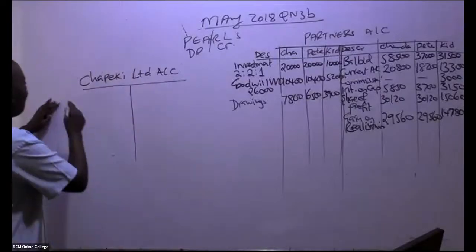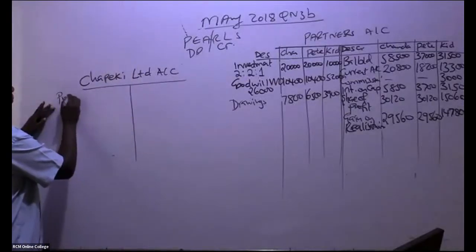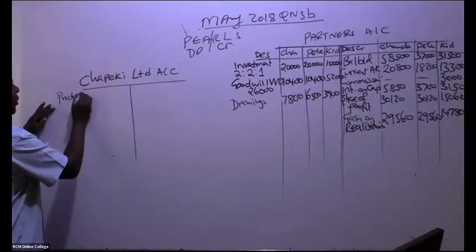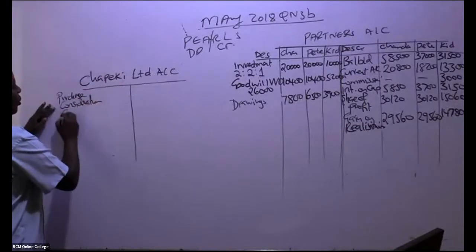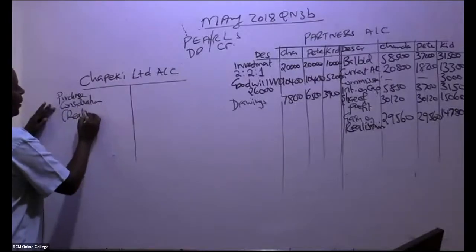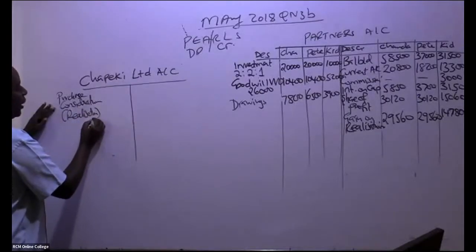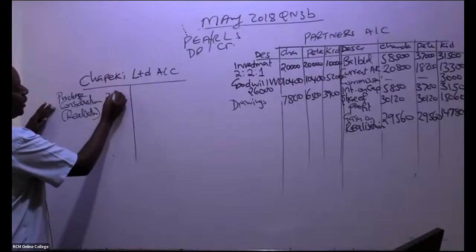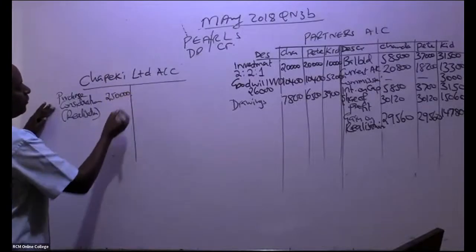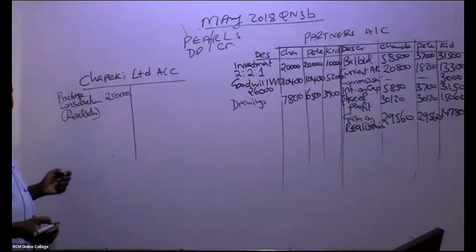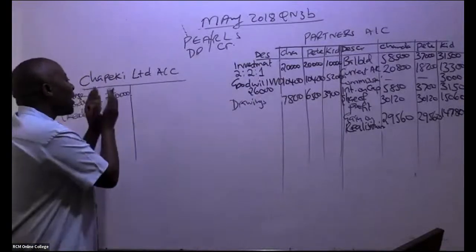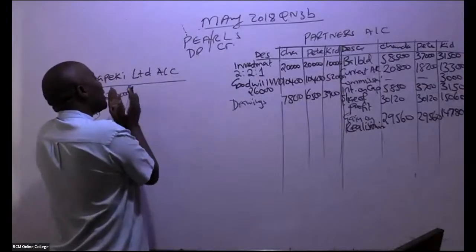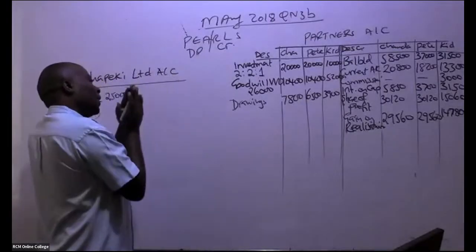Remember we have here purchase consideration. You debit here purchase consideration through the realization. So this realization, this was 250,000. And now remember this account also gets balancing figures from the partners.